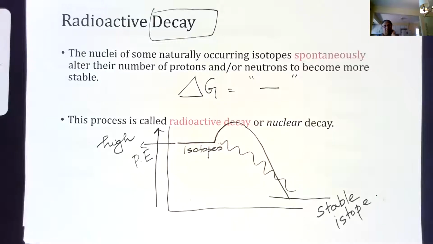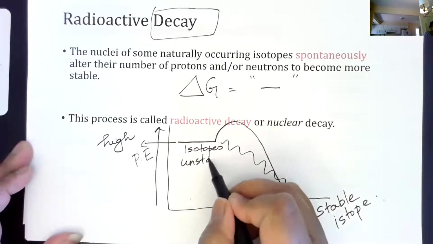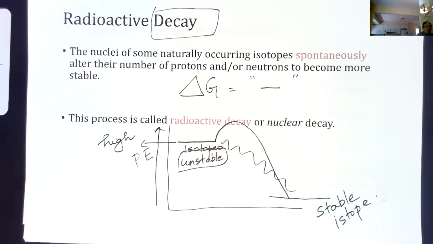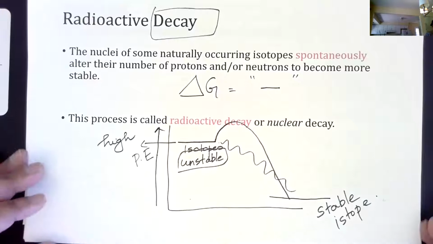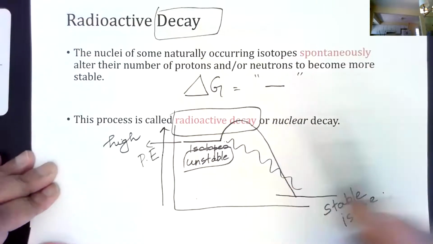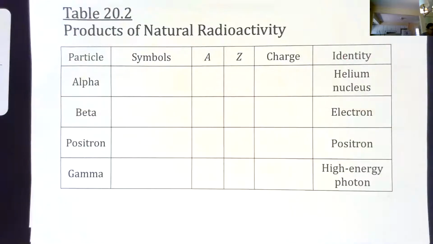So the radioactive decay for some of the naturally occurring isotopes is spontaneous. And that's because they have high energy, which means they are very unstable right here. Nobody likes an unstable situation, right? We all like to be in a state of emotional stability, right? Physically stable. So that's the natural process. So this is called radioactive decay, right? Now, what are some of these radioactive particles?